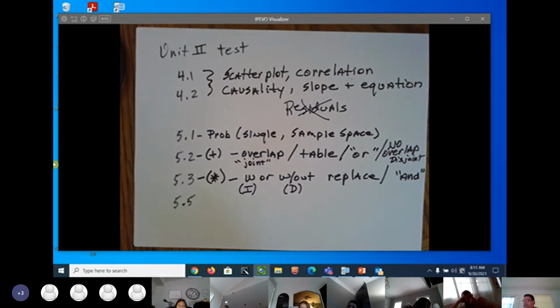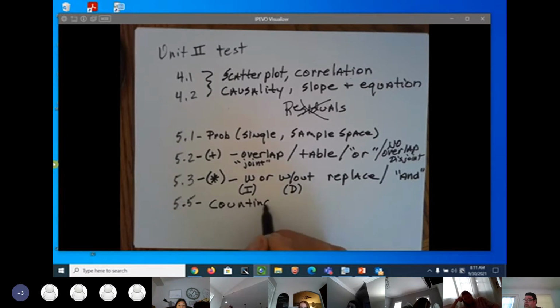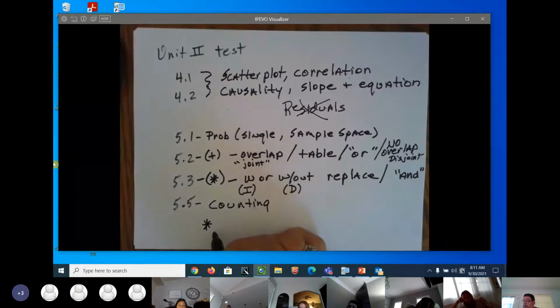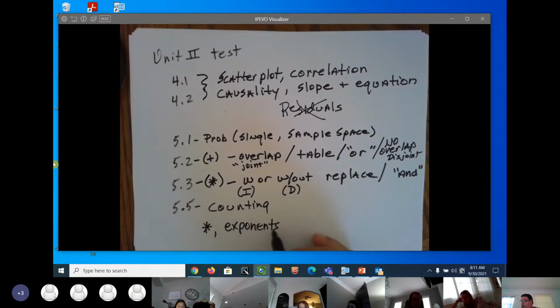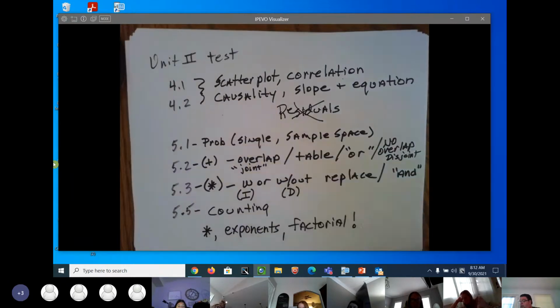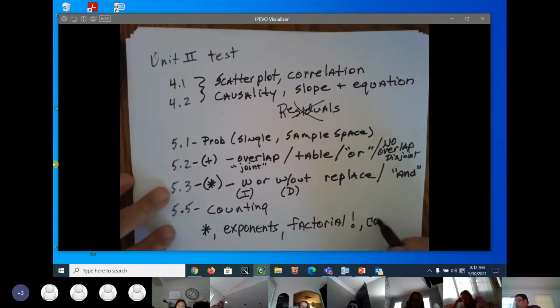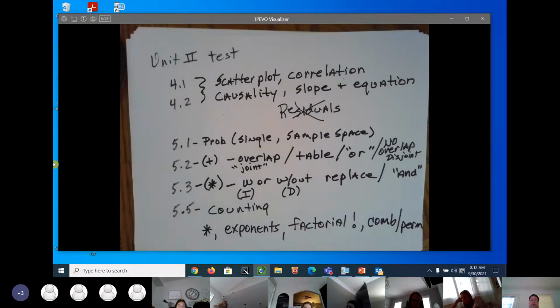And 5.5 is on counting. And when I mean counting, I mean multiplication, exponents, factorial, and combination and permutations. There's the test right there. So we're going to go over 5.5 today.